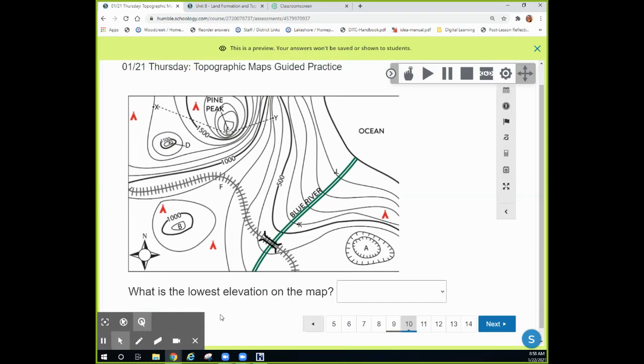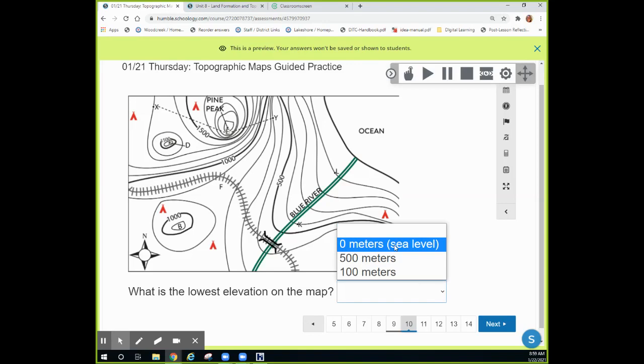Our next question is asking us what the lowest elevation on the map is. So I want you to observe this map and think about what I mentioned in the introduction on what the lowest elevation would be. All right, good job. Correct. It is 0 meters, sea level. 0 is obviously the lowest number, so that makes it the easiest. The lowest elevation that you can possibly have when there's an ocean is going to be sea level. Okay, so this very first line has an elevation of 0 because it is level with the ocean, it's level with the sea.